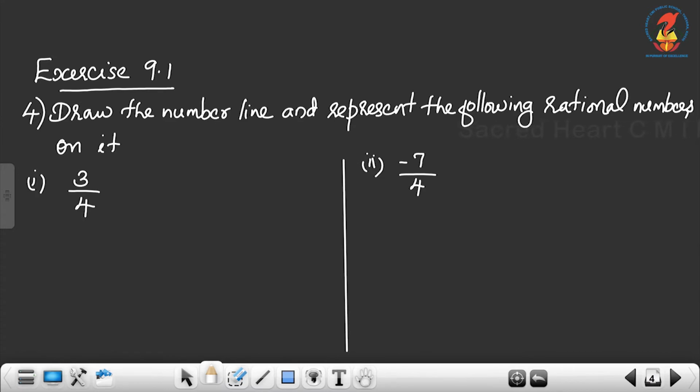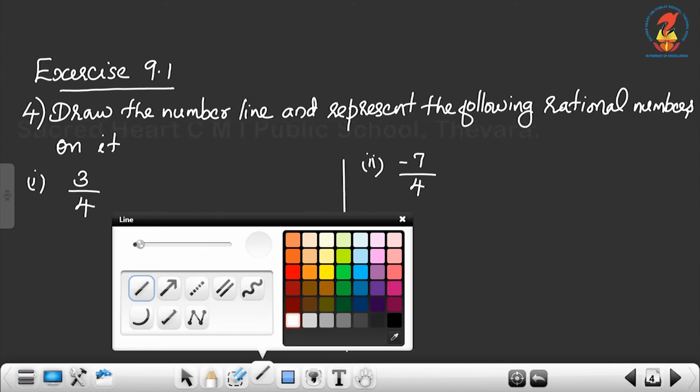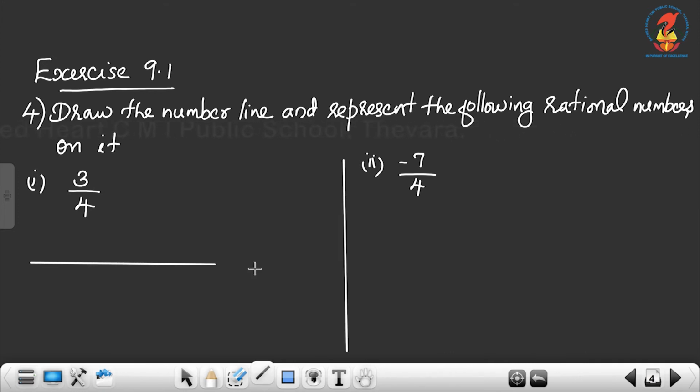Now, exercise 9.1, question number 4. Draw the number line and represent the following rational numbers on the number line. Now, the first one is 3 by 4. 3 by 4 is a positive rational number. First of all, we have to draw the number line. Put arrow mark. It is a positive rational number. Therefore, we have to mark the points to the right of 0.